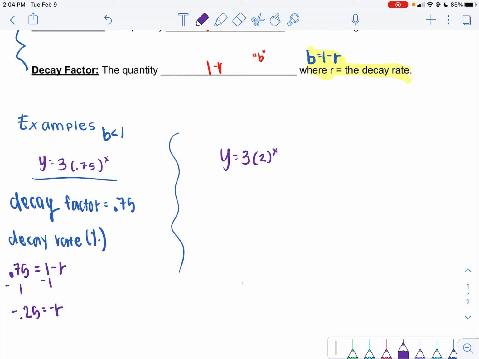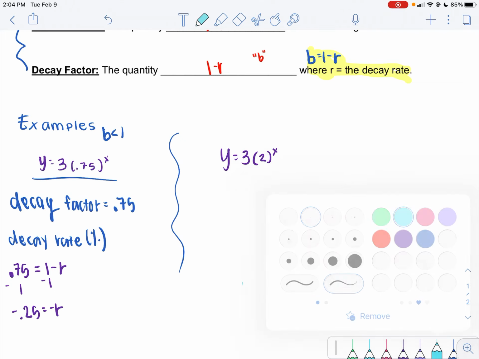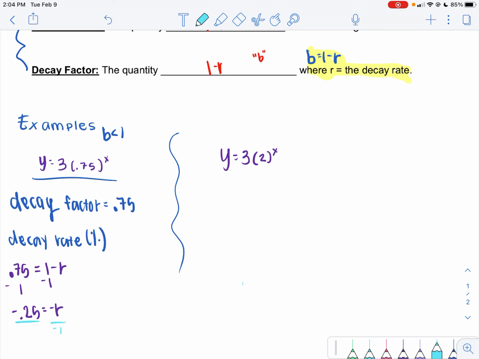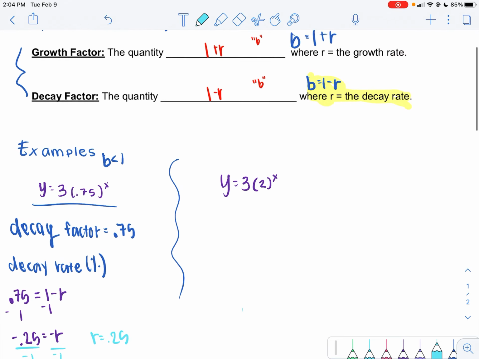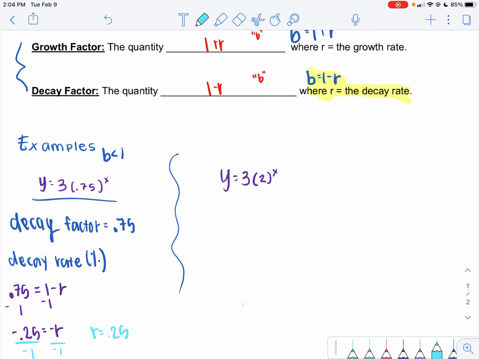We want that r to be positive. Right now it's being multiplied by a negative 1. So if we divide both sides by negative 1, we get r equals 0.25. So then if we want to write that as a percent, go ahead and move your decimal so that we have 25%. So that was an example of decay.